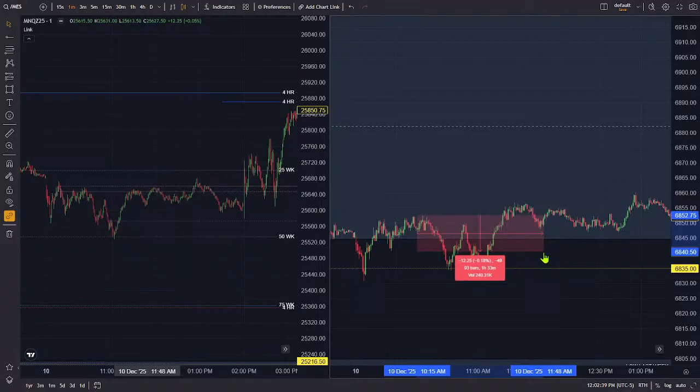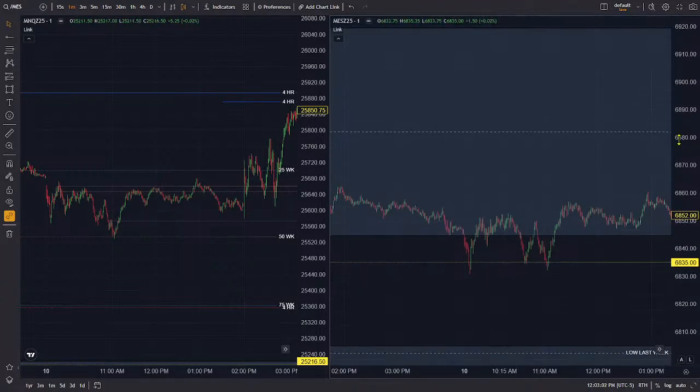$12.25. If you trade a big ES, which is possible, 10 points is $500. So 12 points would have got you what? 600 bucks. Not bad, not bad.